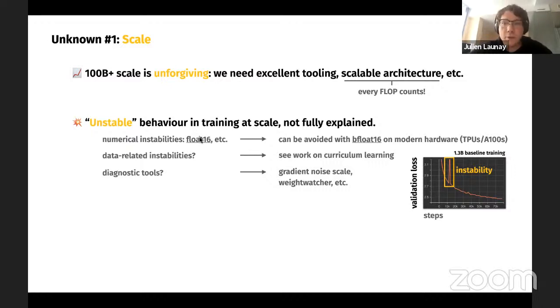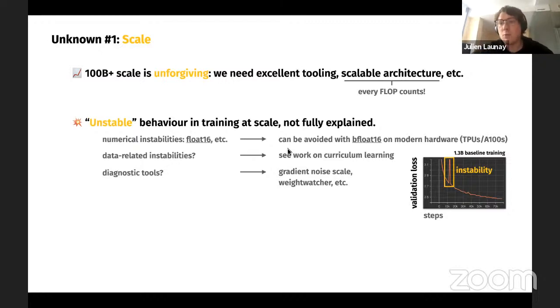And this, to an extent, can be avoided by going to something like B316 on TPUs or A100s. And hopefully we might be able to run the final training on A100. So that might actually be how we solve the numerical issues. But some of these instabilities are not numerical. For instance, the one I showed you here is not numerical. This does not come from an overflow or from an underflow. So it might be related to the data, for instance.